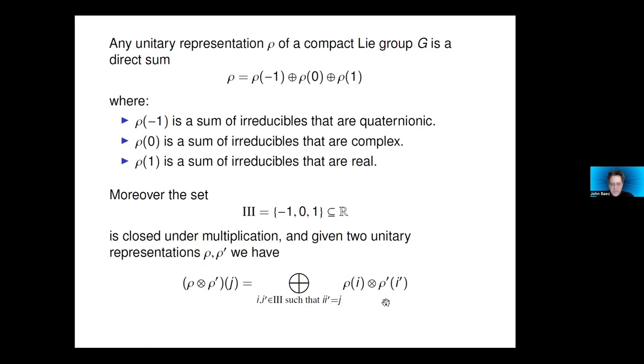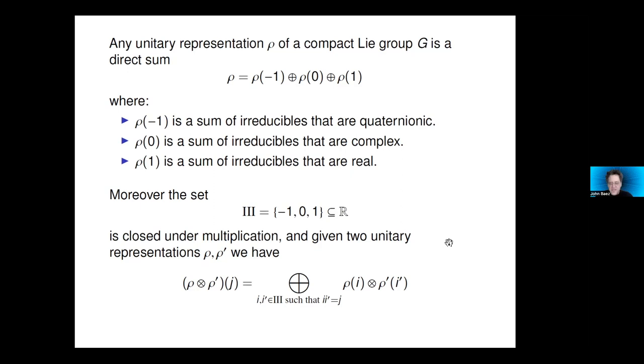So this is an efficient way of saying things like, if you tensor two quaternionic representations, then you get a real representation because negative 1 times negative 1 is 1. If you tensor two real representations, you get a real representation. If you tensor anything with a complex representation, you get a complex representation because 0 swallows negative 1 and 1. And this is sort of the dominance of the complex numbers over the other two division algebras, which has something to do with why we probably think that quantum mechanics is innately complex.